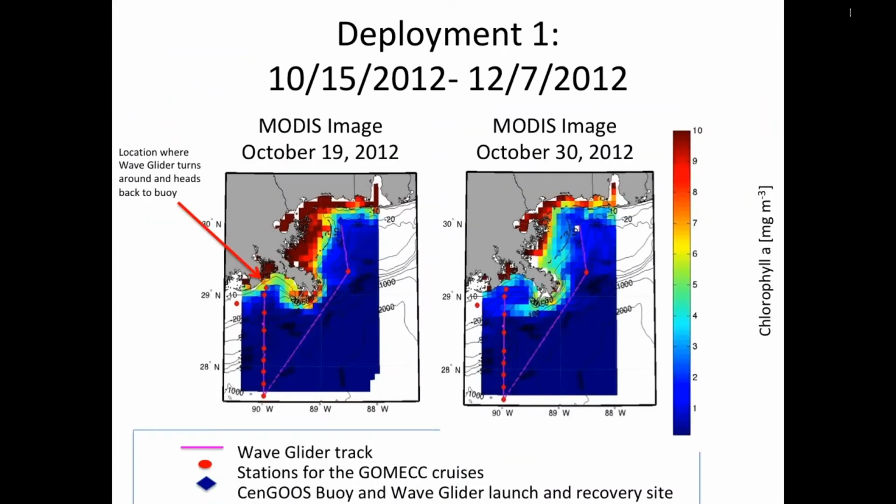So here is a picture. These are MODIS images from during the deployment when there were cloud-free images. The first deployment was in October. It was deployed October 15th and recovered December 7th. The red dots on the magenta track are the GOMEC stations. And as you can see, in both the October 19th and October 30th images, it doesn't look like chlorophyll values are very high out where the glider was operating.